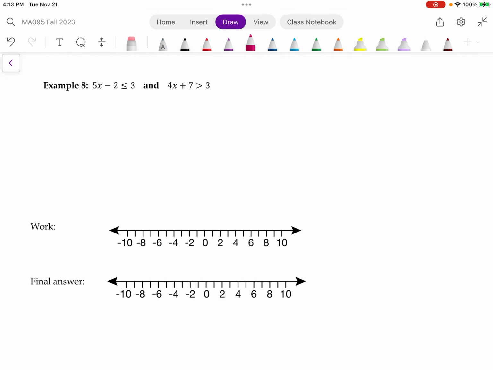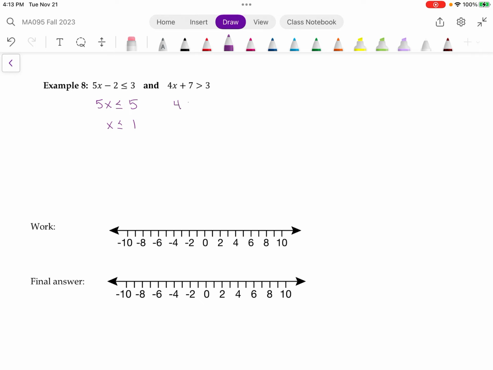So we're nearing the end here, and not too many left. So go ahead and try this one and see what you think. All right, so you should get 5x is less than or equal to 5. So x is less than or equal to 1.